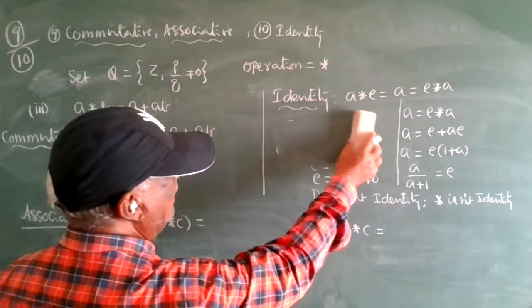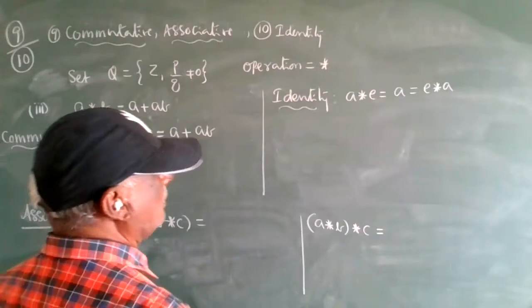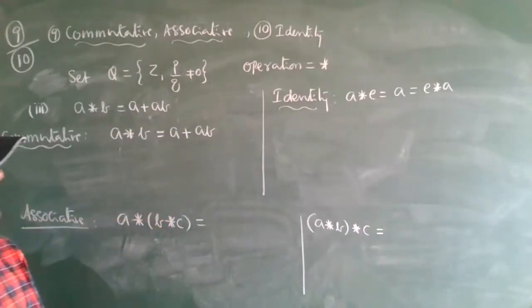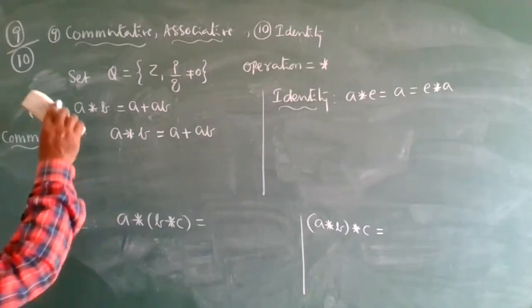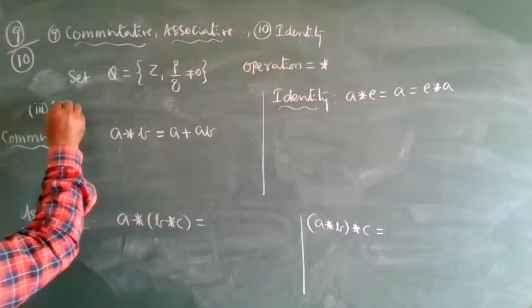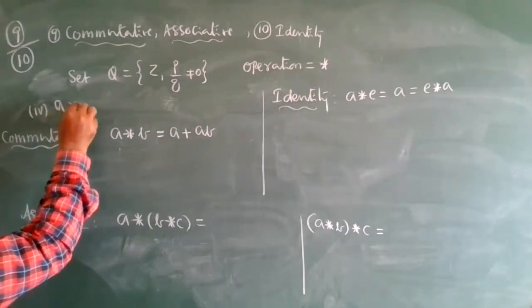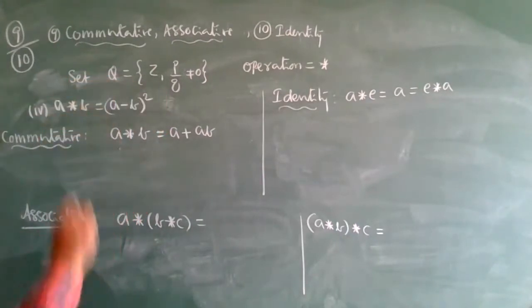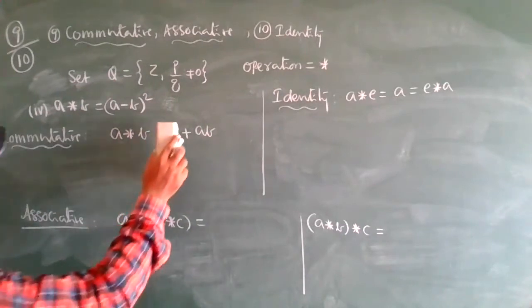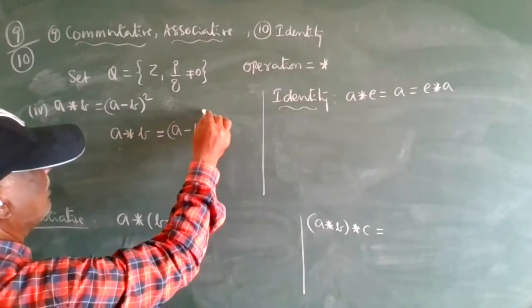Everyone go through the fourth bit. What is the fourth bit given? A star B is equal to A minus B whole square. Fourth bit: A star B is equal to A minus B whole square. Check everyone.